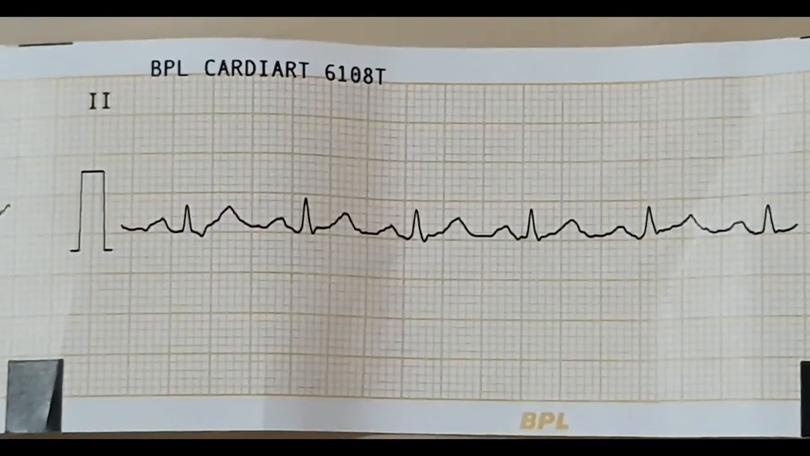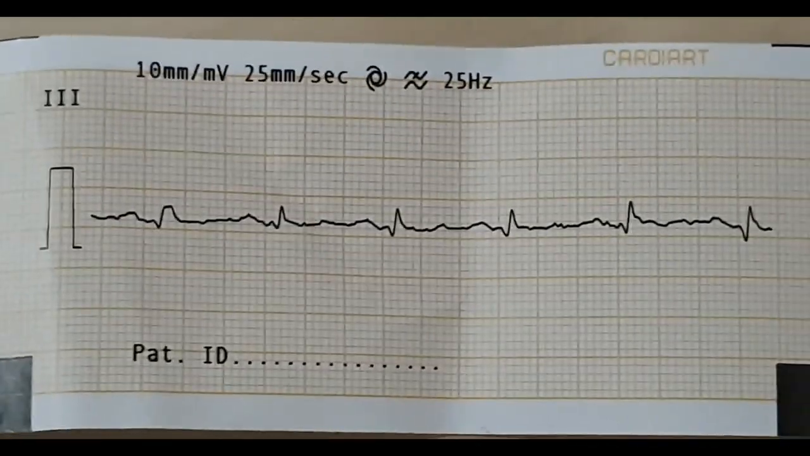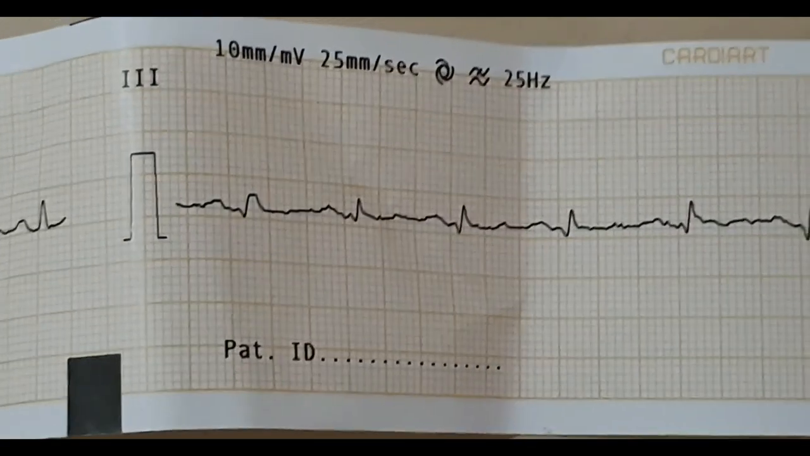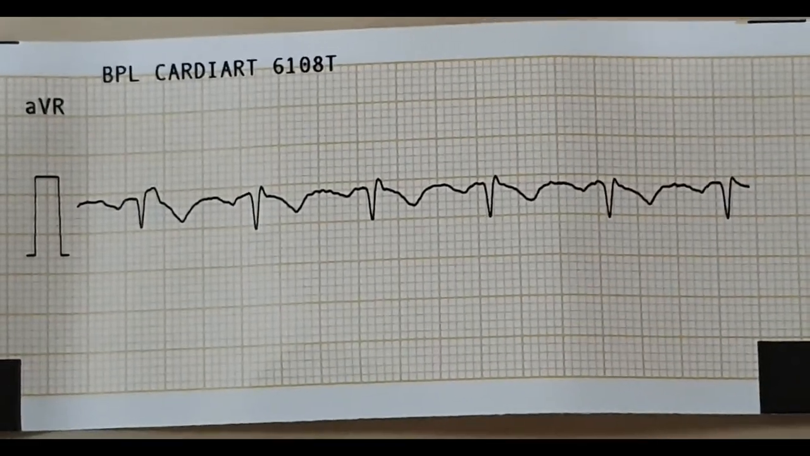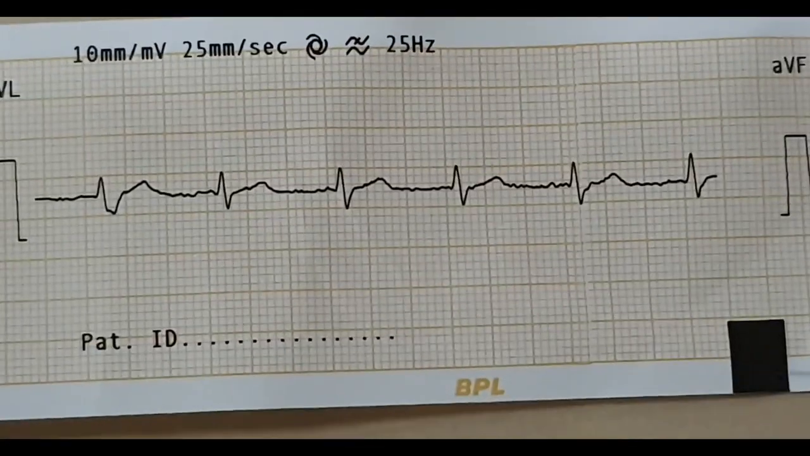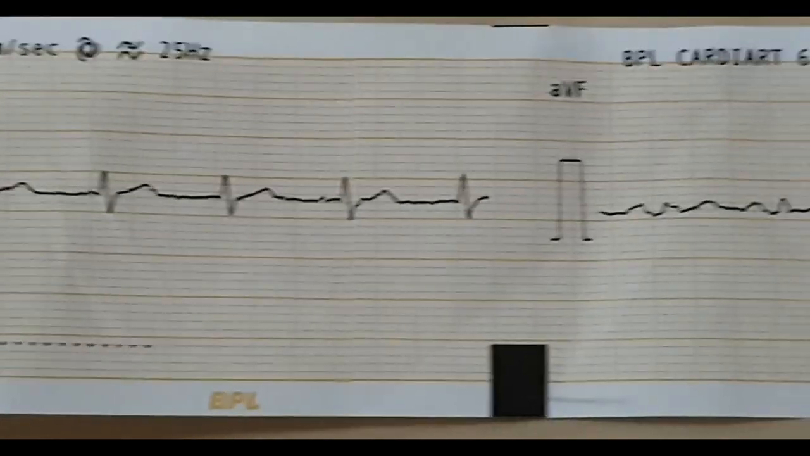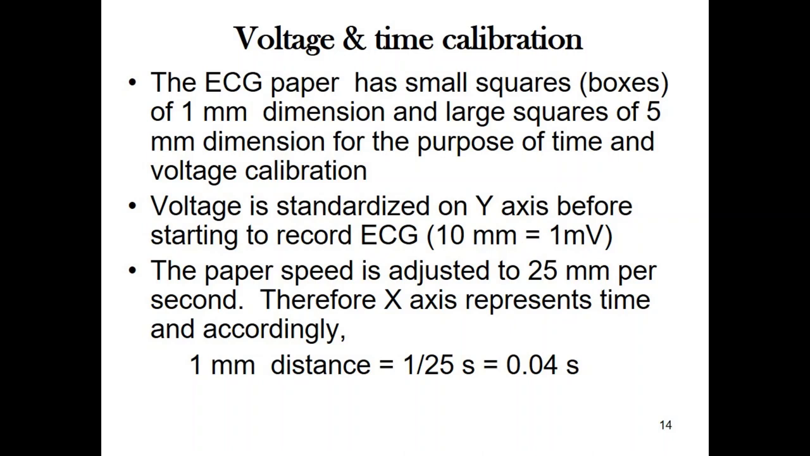Then you select leads one by one. Lead 1, 2, 3, AVR, AVL, AVF, V1, V2, V3, V4, V5, V6. The ECG is obtained in all these leads because each lead looks at the heart in a different way. The waves are the same, identical, but the configuration is slightly different because the lead is differently situated with respect to cardiac activity. So you get an ECG strip. How to read the ECG?